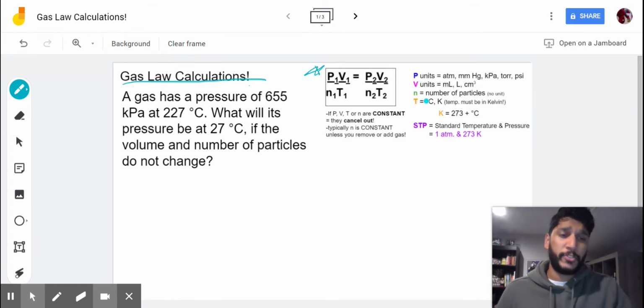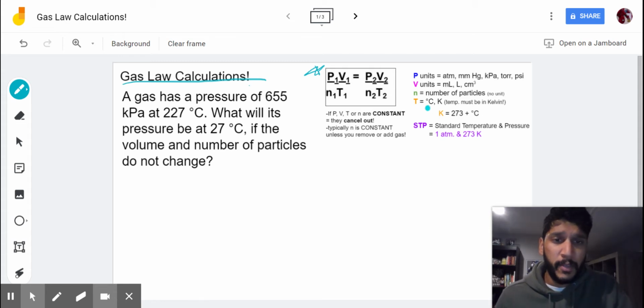N is going to be number of particles. So this is just an amount of stuff. There's no technical unit for it. T is temperature. Some units of temperature that you'll see are degrees Celsius or this thing called Kelvin.